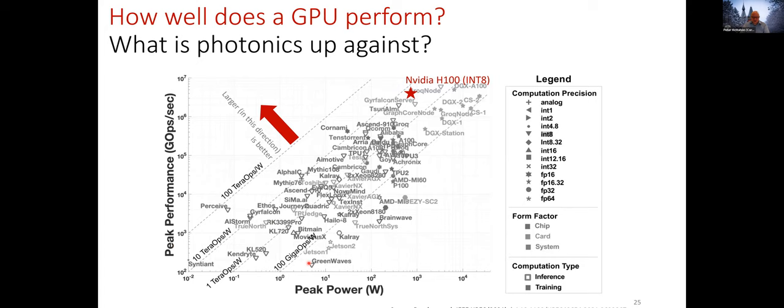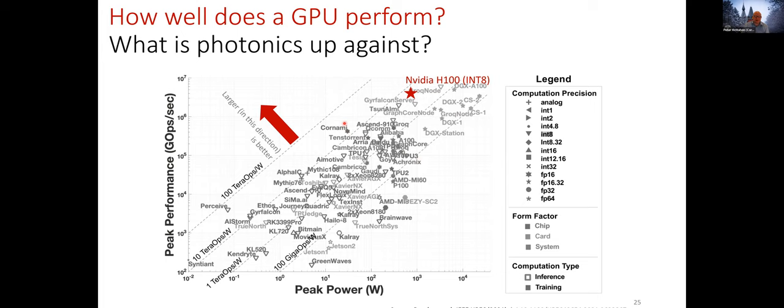Another way to look at the competitive landscape for what photonics has to beat is to look at a plot like this, which shows peak power of the electronic processor versus the peak performance you can achieve with it, so number of operations per second. I've put in a red star here, this NVIDIA H100 from the previous slide. This figure comes from a review paper from about a year ago, so it's pretty up to date.